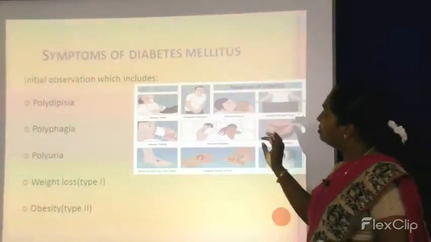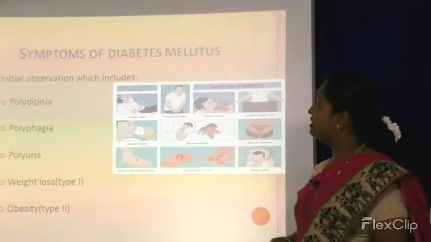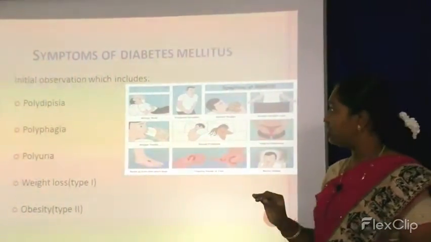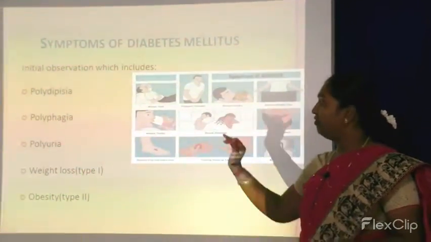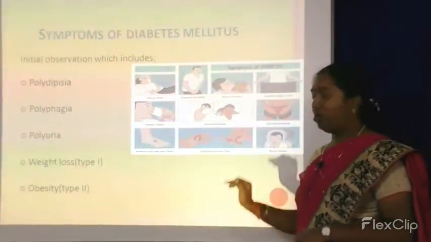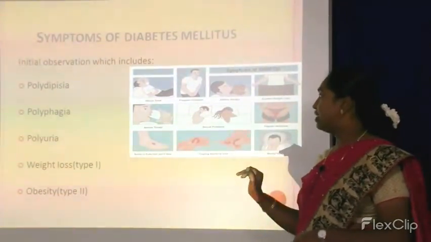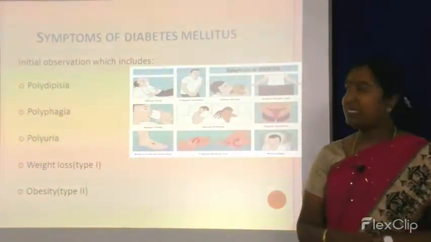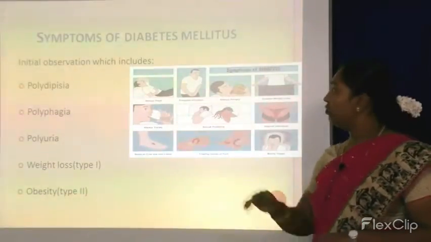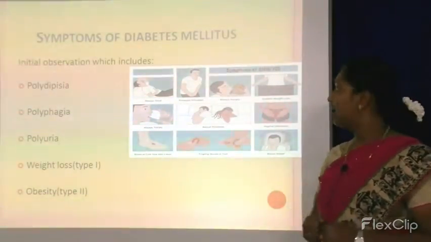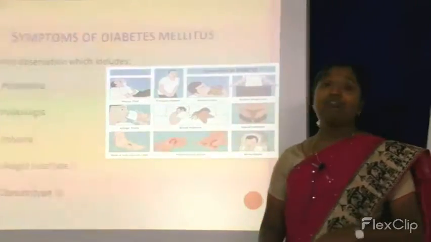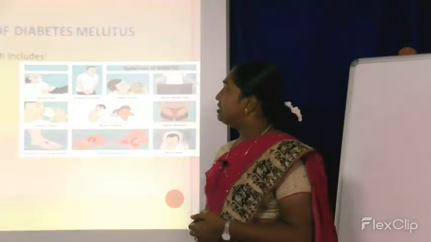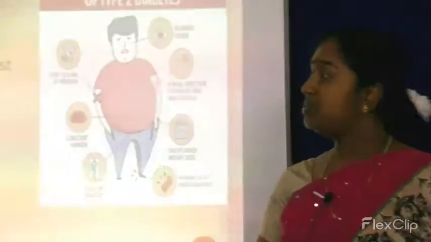So these are some symptoms of diabetes mellitus. This is the initial observation, which includes polydipsia, polyphagia, polyuria, weight loss in type 1 and obesity in type 2. So what is polydipsia? Increased thirst. What is polyphagia? Increased hunger. What is polyuria? Frequent urination.